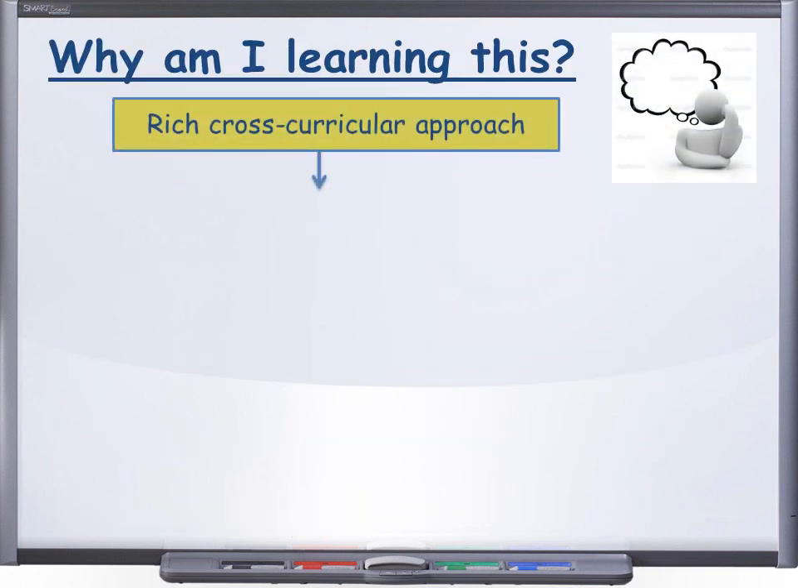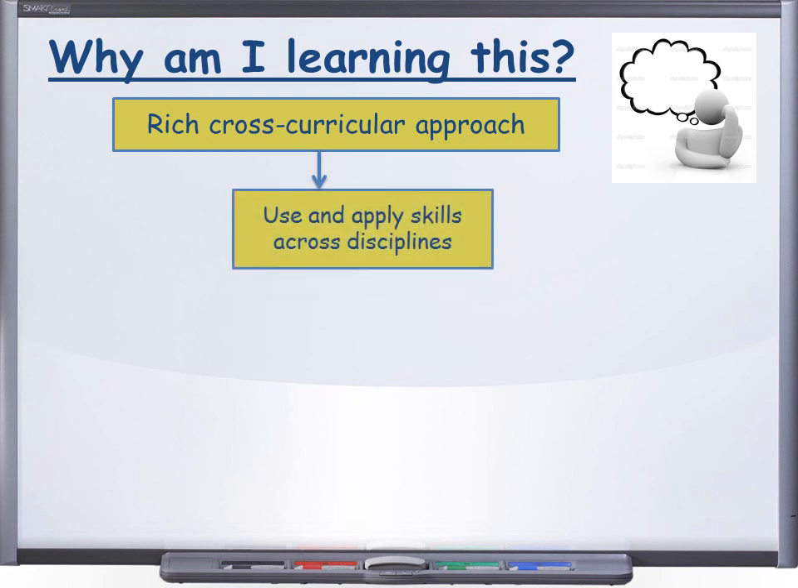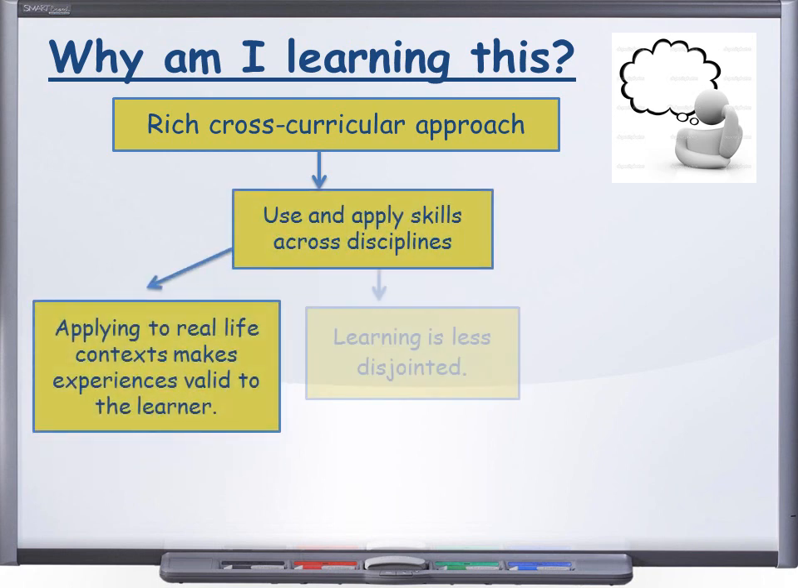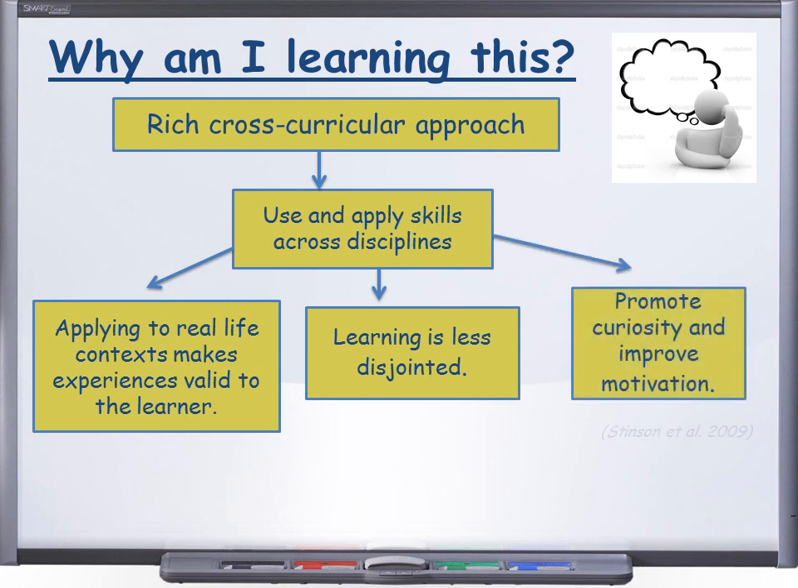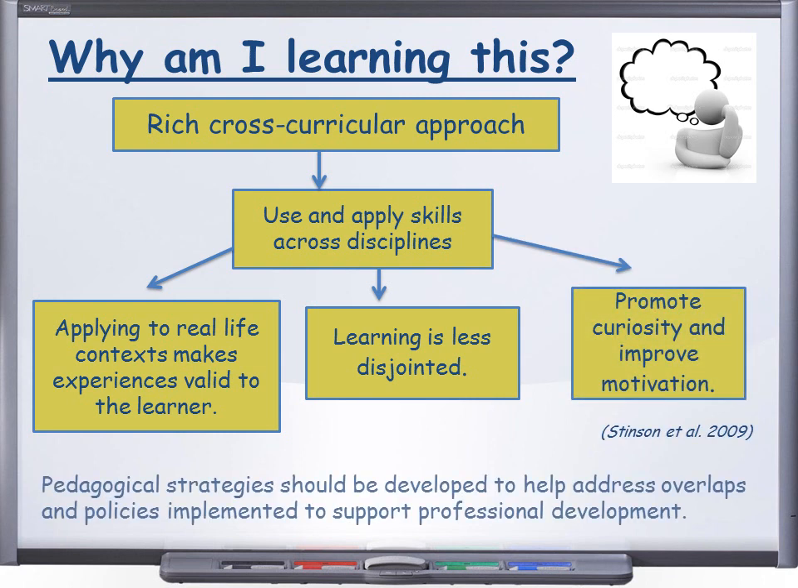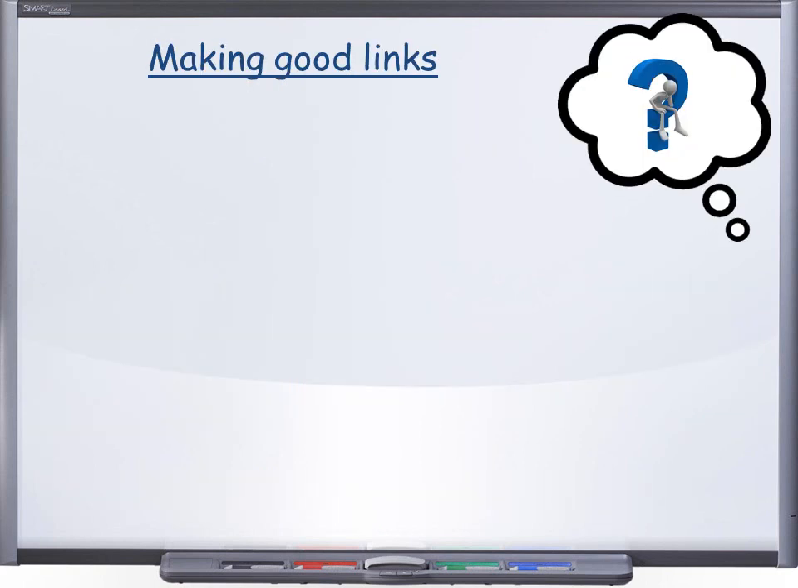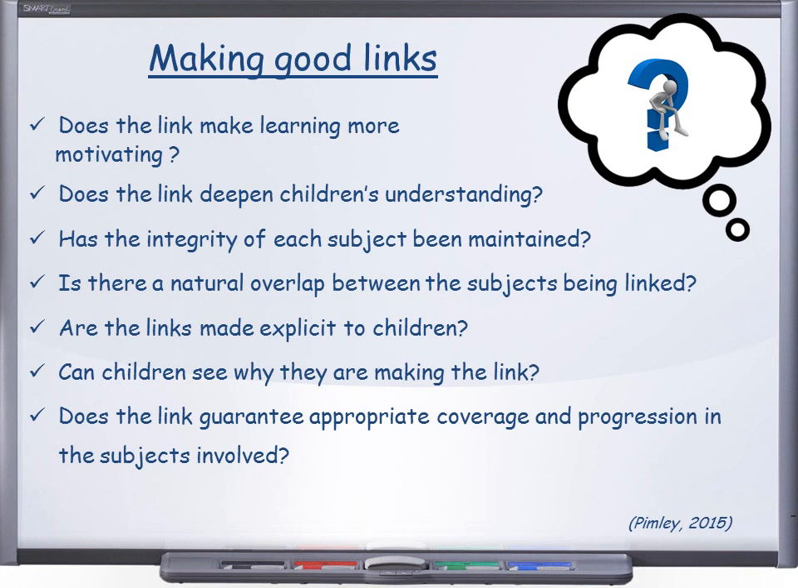A rich cross-curricular environment will help children to answer this question. Linking maths to science makes experiences valid to the learner. Learning is less disjointed and more relevant. Skills can be explored in real contexts, which in turn can promote curiosity and improve motivation. However, to do so effectively, appropriate pedagogical strategies should be developed and policies implemented. Making good links requires thinking, effective planning and collaboration.